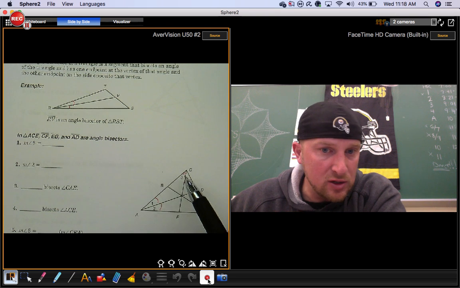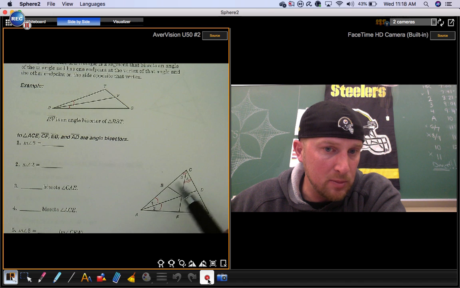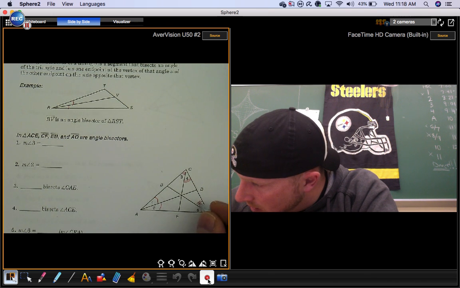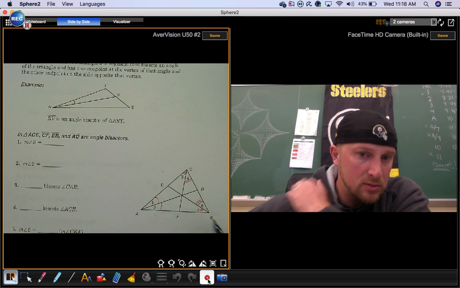But notice how I'm using two arcs on these. These match, so they're the same, but these don't match. They don't have to be the same. Likewise, 5 and 6, they're going to be the same, but they don't have to be the same as the other ones. They're just the same as each other.